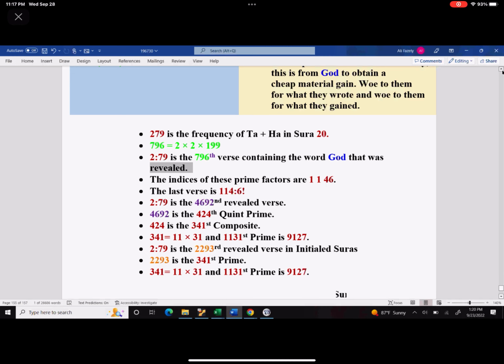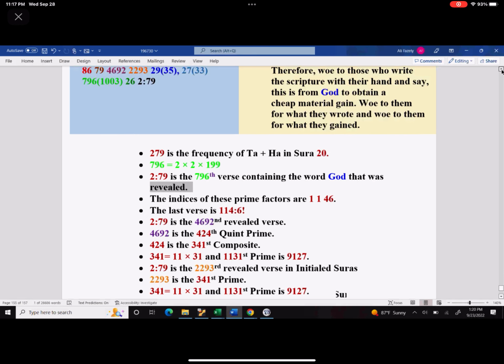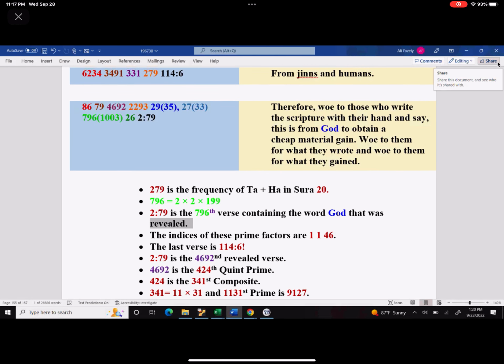So both of those numbers in order of revelation tell you that chapter 9 is supposed to have 127 verses. And it just happens that God is giving warning for those people who write the scripture with their hand. That is amazing. That's absolutely amazing.